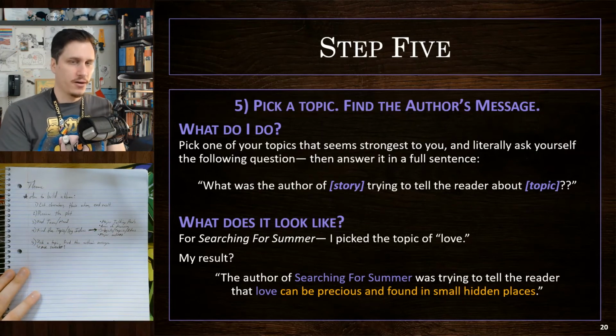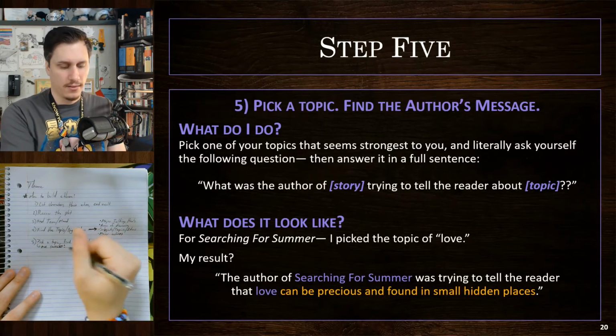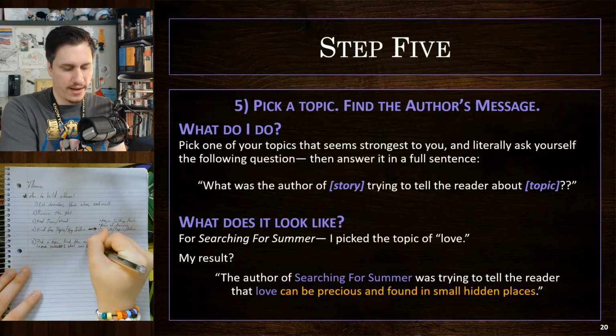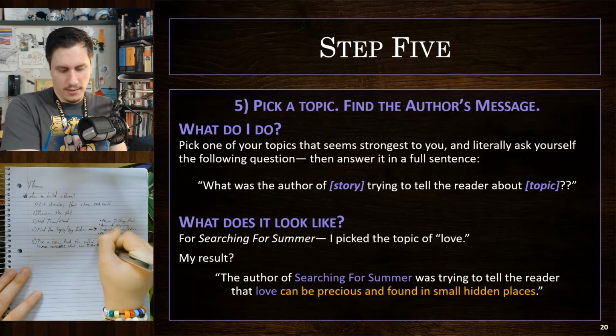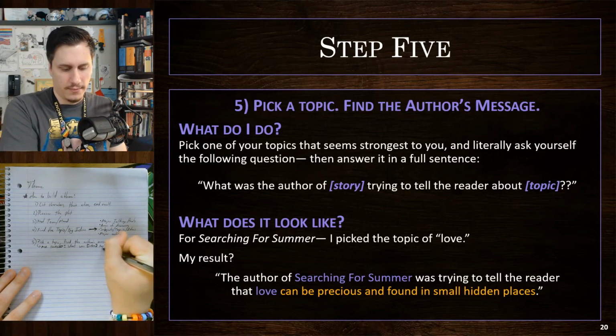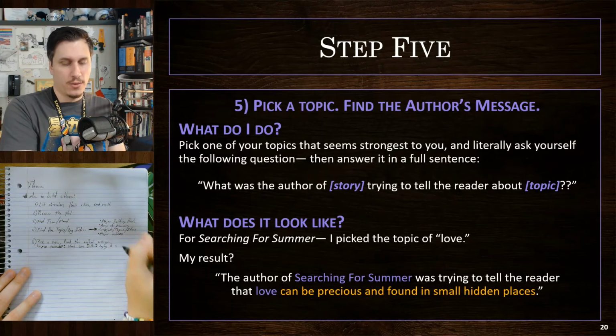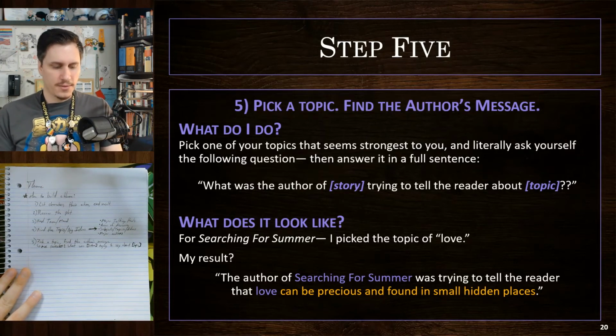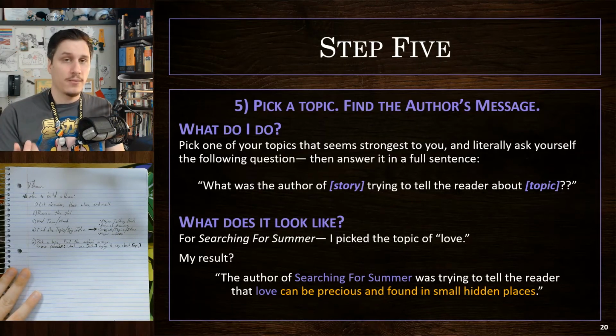Ask yourself this question. What was the author of the story trying to tell you about the topic? What was the author trying to say or trying to tell me about the topic? So you ask yourself, what was the author trying to tell me about blank? And then what you need to do for step 5 is answer the question.